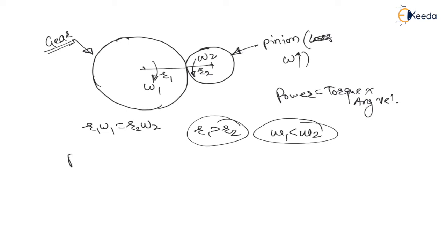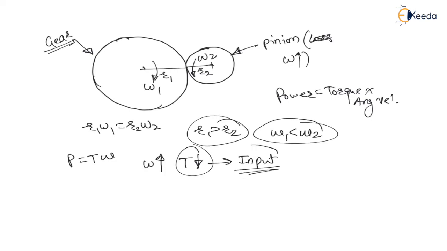And power is nothing but torque into angular velocity. Therefore, if angular velocity increases, then the torque required decreases. Now, the torque required is nothing but the input. Therefore, for power transmission, generally the pinion or smaller gear is made the driver, so that the input torque required to drive the gear is less or minimum.